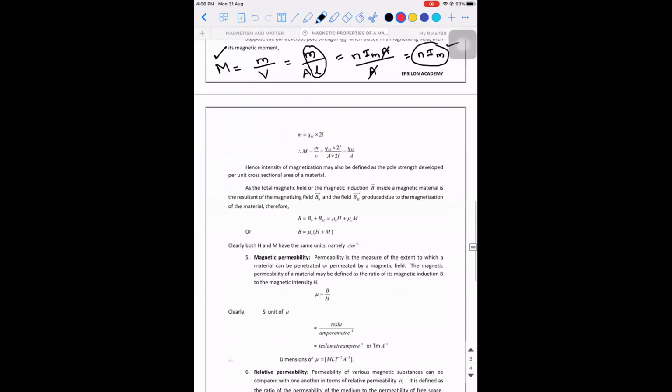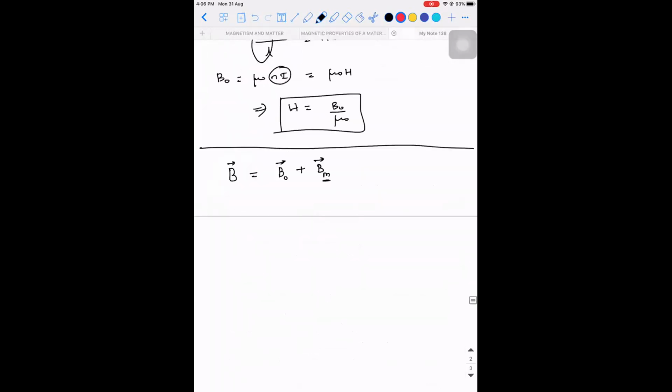See, the total magnetic field or magnetic induction B inside a magnetic material is the resultant of the magnetizing field and the field Bm which is produced due to the magnetization of the material. Can I write B is equal to B naught plus Bm? But what is B naught? B naught is mu naught into H. Why did we get H? Because it was N into I. That N into I we wrote as H. Similarly, Bm will be nothing but mu naught into capital M. So if you take mu naught outside, it will be H plus M, and this is a very, very important formula.